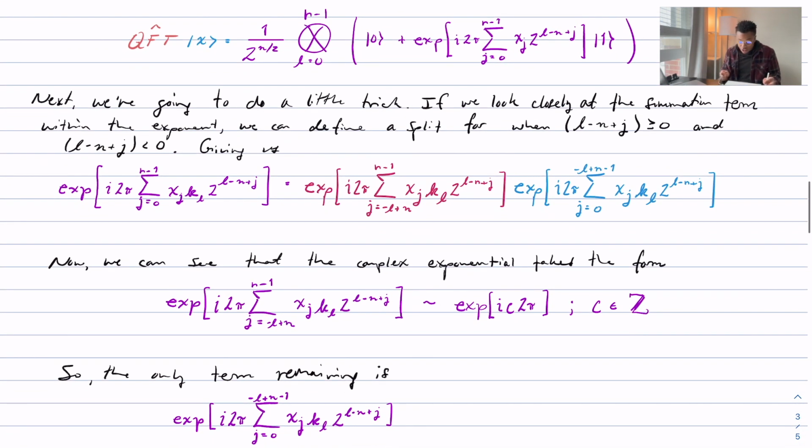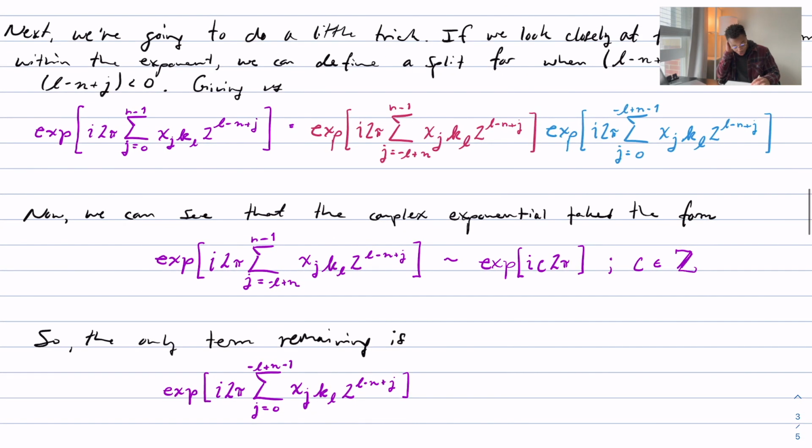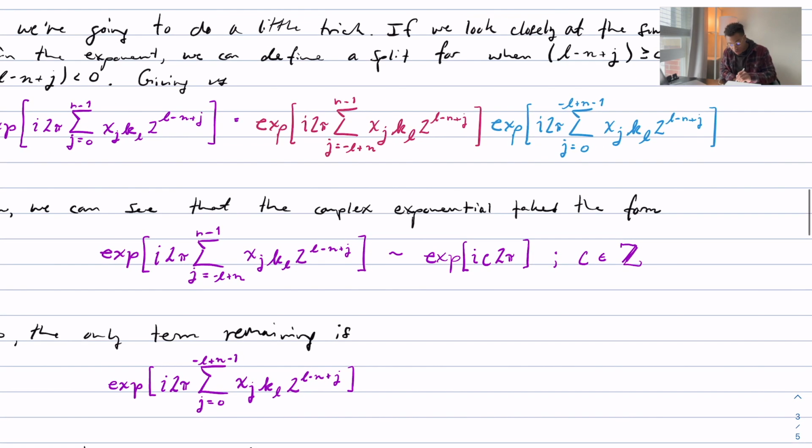So now the next step, we're going to pay a little bit closer attention to this term and do something a little clever. We're going to split up the sum in the exponent into halves. So we're basically going to have the first half going from j equals 0 to minus L plus n minus 1, and then the second half going from minus L plus n to n minus 1.